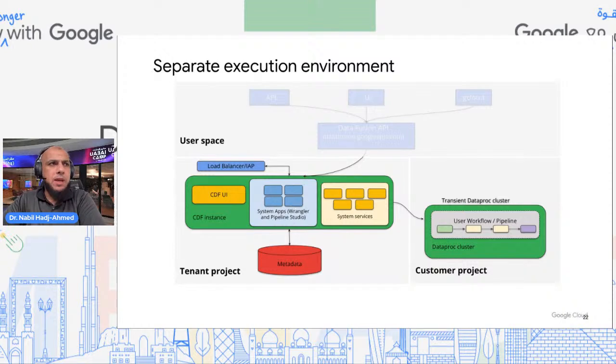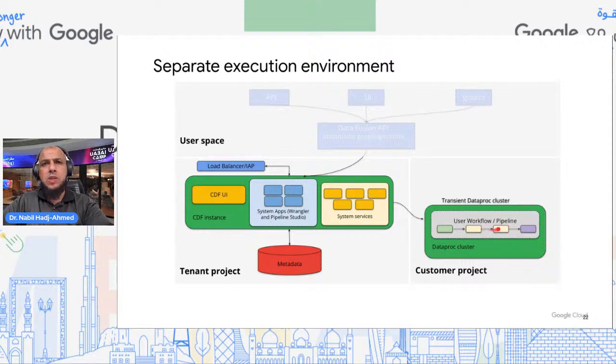Then next, we have separate execution environments. This means you build your pipeline using the tenant project based services. Because your UI is available through the tenant project, you draw your pipeline using the UI. But when it comes to executing the pipeline, your required execution environment, which is Dataproc, and the Dataproc cluster will be launched in your project. Whenever you click on deploy and run in the Cloud Data Fusion UI, the tenant project will talk to the customer project. These projects communicate with each other, initiate and launch a Dataproc cluster, and then your pipeline will be submitted from the tenant project to the customer project to be executed.